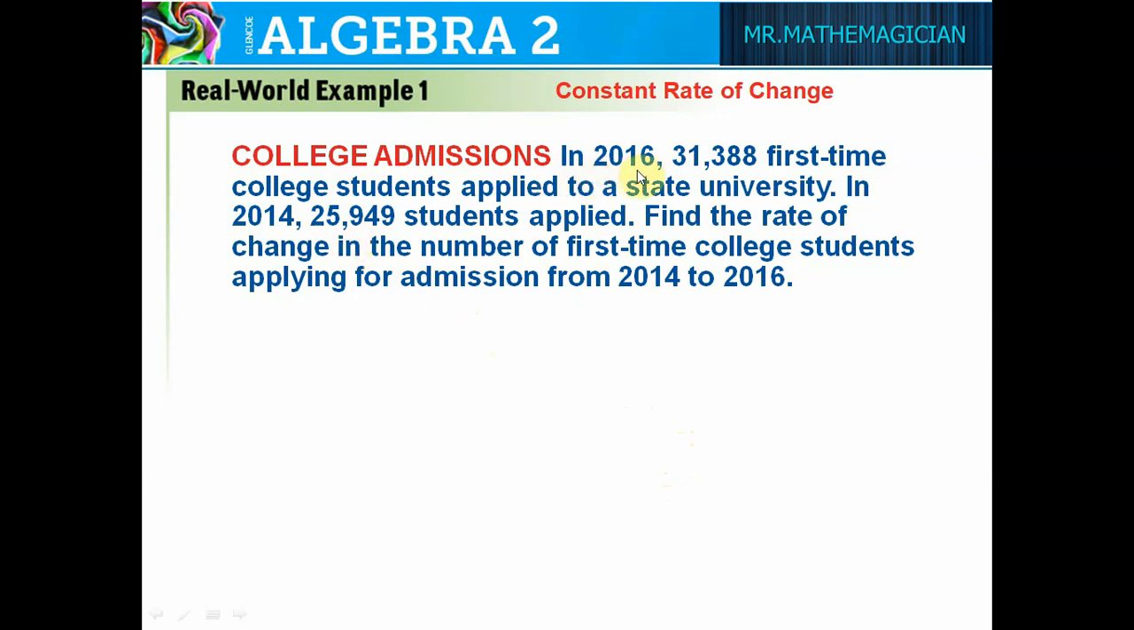In 2016, 31,388 first-time college students applied to a state university. In 2014, 25,949 students applied. Find the rate of change in the number of first-time college students applying for admission from 2014 to 2016.